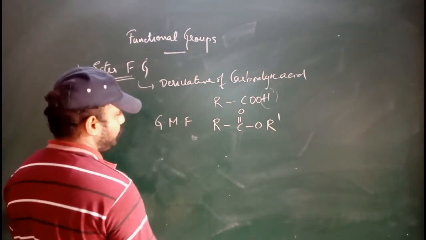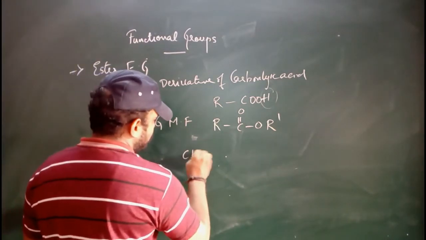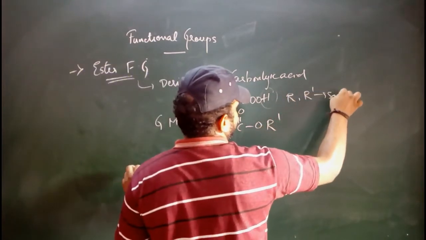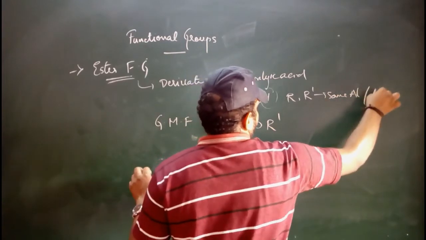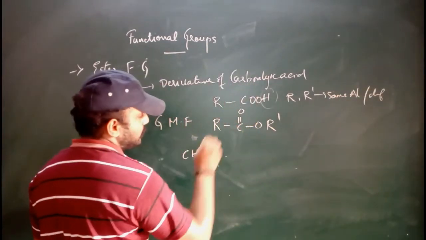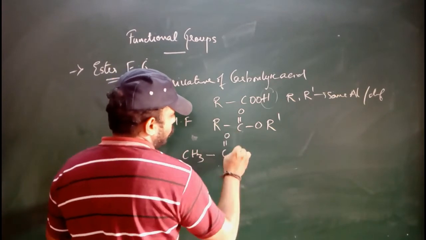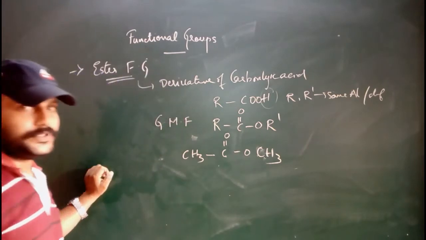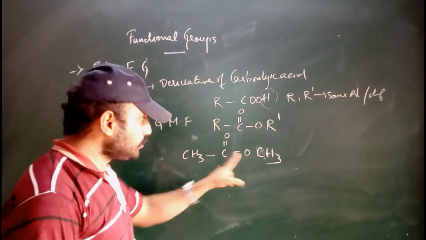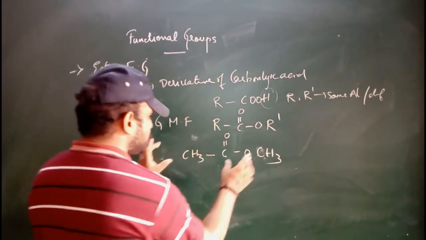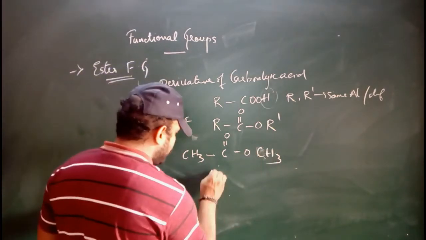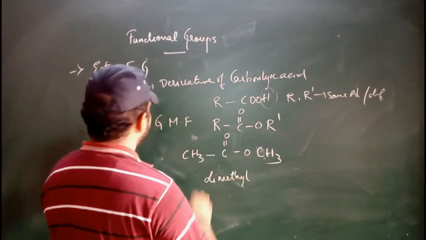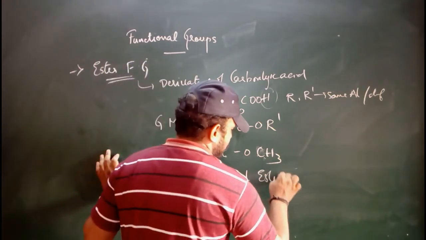Let's see some examples. R and R dash may be the same alkyl, or it may be a different alkyl. First I write the same alkyl, RCOOR dash, CH3COOCH3. So what is the name of this one? Two sides, the same type. So you write dimethyl ester.